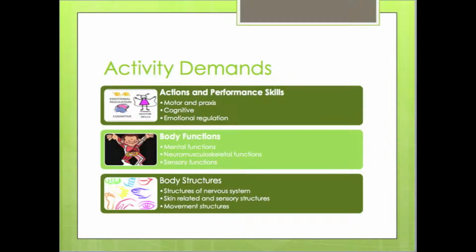Other activity demands related to the interventions include required actions and performance skills, including her motor practice, cognitive, and emotional regulation skills, and required body functions, such as her mental functions, neuromusculoskeletal and movement-related functions, and sensory functions, such as vision, pain, and touch. Also, her required body structures, such as structures of the nervous system, skin-related structures, structures for sensory processing, such as her eyes and ears, and movement-related structures, such as her limbs, hands, and muscles.